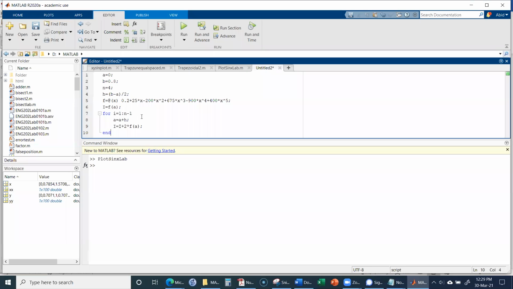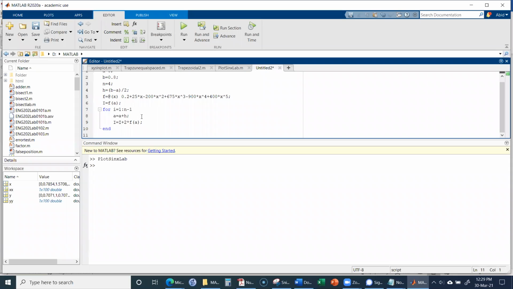Okay, and then the one last term will be I is equal to I, that is the previous sum, plus the last term, which will be f of b. So in this case, it will work like this. This for loop will be repeated n minus 1 times, because from the second term to the second last term, it will go like this.